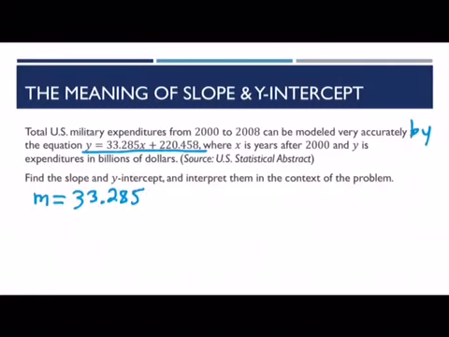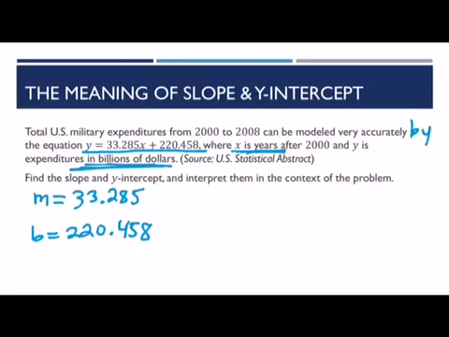33.285. And b is 220.458. Okay, interpret them in the context of the problem. What do they mean? Right, so the units for x would be years, and then the units for y would be billions of dollars. So we're talking about how much the U.S. military spends in billions of dollars in any given year after 2000.